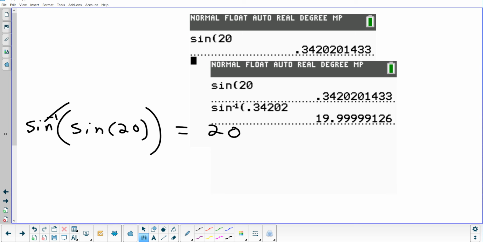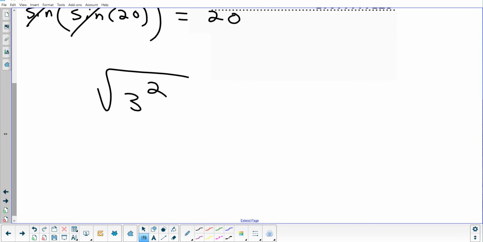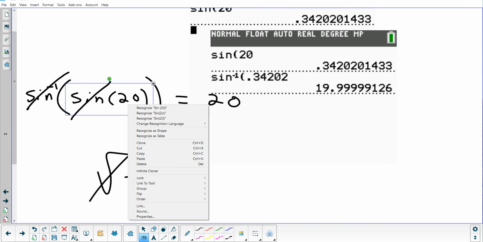And that's because these two things cancel each other out. It's kind of like if you wrote, 3 squared square root. Well, you just wrote down two things that are going to cancel each other out. Squaring and square rooting gives you back the original thing you started with. Taking the sine of the inverse sine gives you back the original thing you started with.